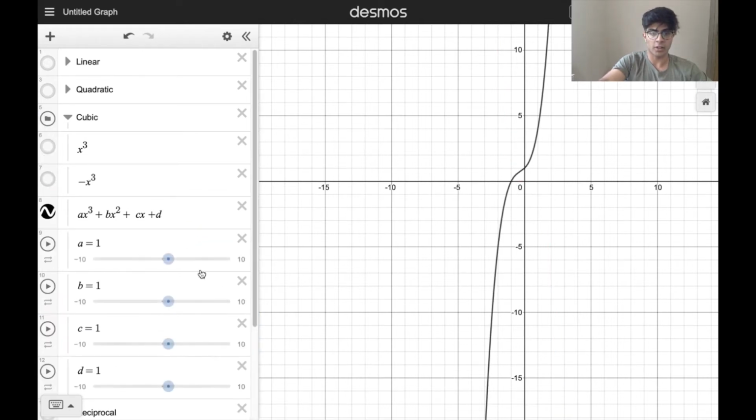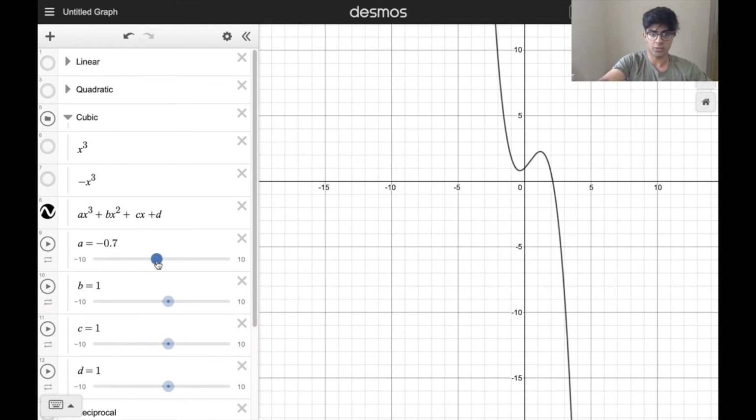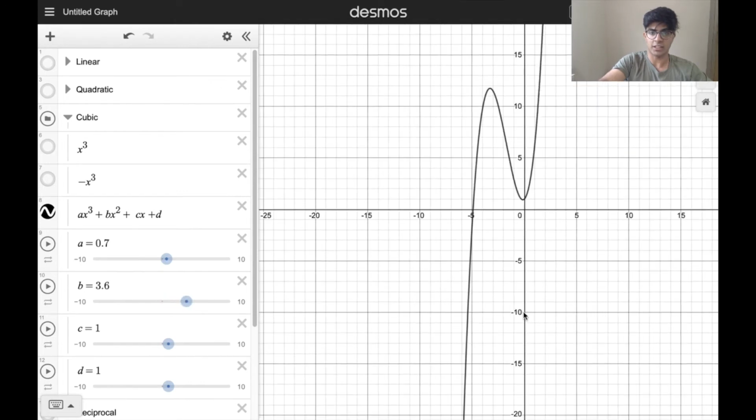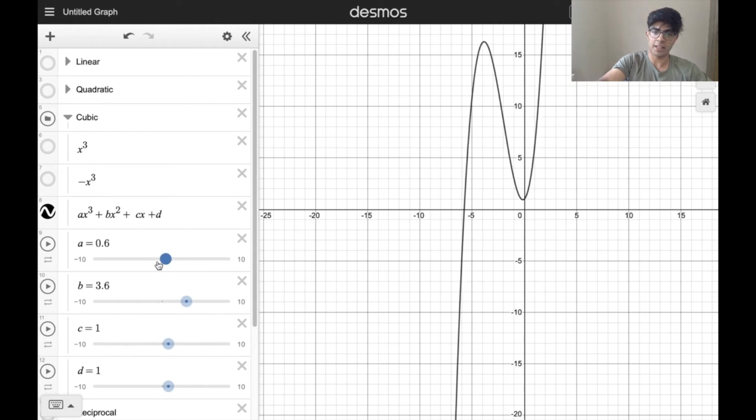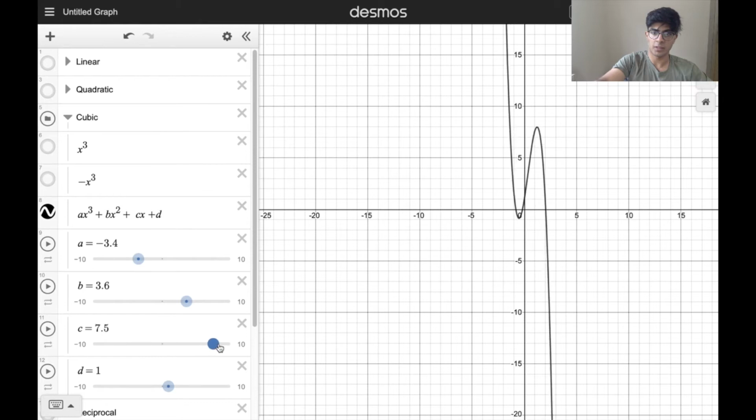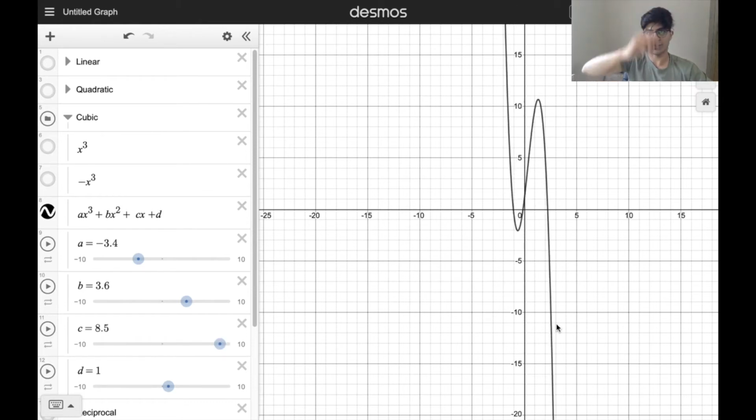Now if we add a random cubic, it looks a bit like this. That's a negative cubic. You have this distinct shape of going up and going down again, and if it's a negative, it flips around. It goes down and then up, so you have a down-looking peak and an up-looking peak. So that's how you can identify a cubic.